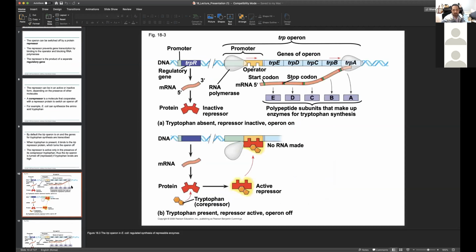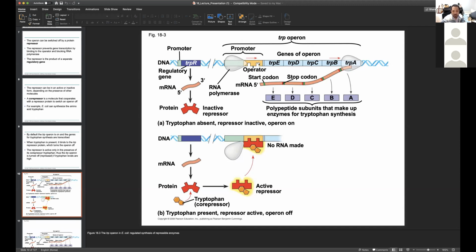And this is what it looks like. It's what we call the trp operon. Now this looks a lot more confusing than it actually is. So let me explain what we're dealing with. First of all, let's take a look at the trp operon. We have a promoter, we have an operator. But in this case, the operator is open by default. So this is on by default, not like the lac operon that was off by default. So it always allows for the transcription of these genes, E, D, C, B, A.